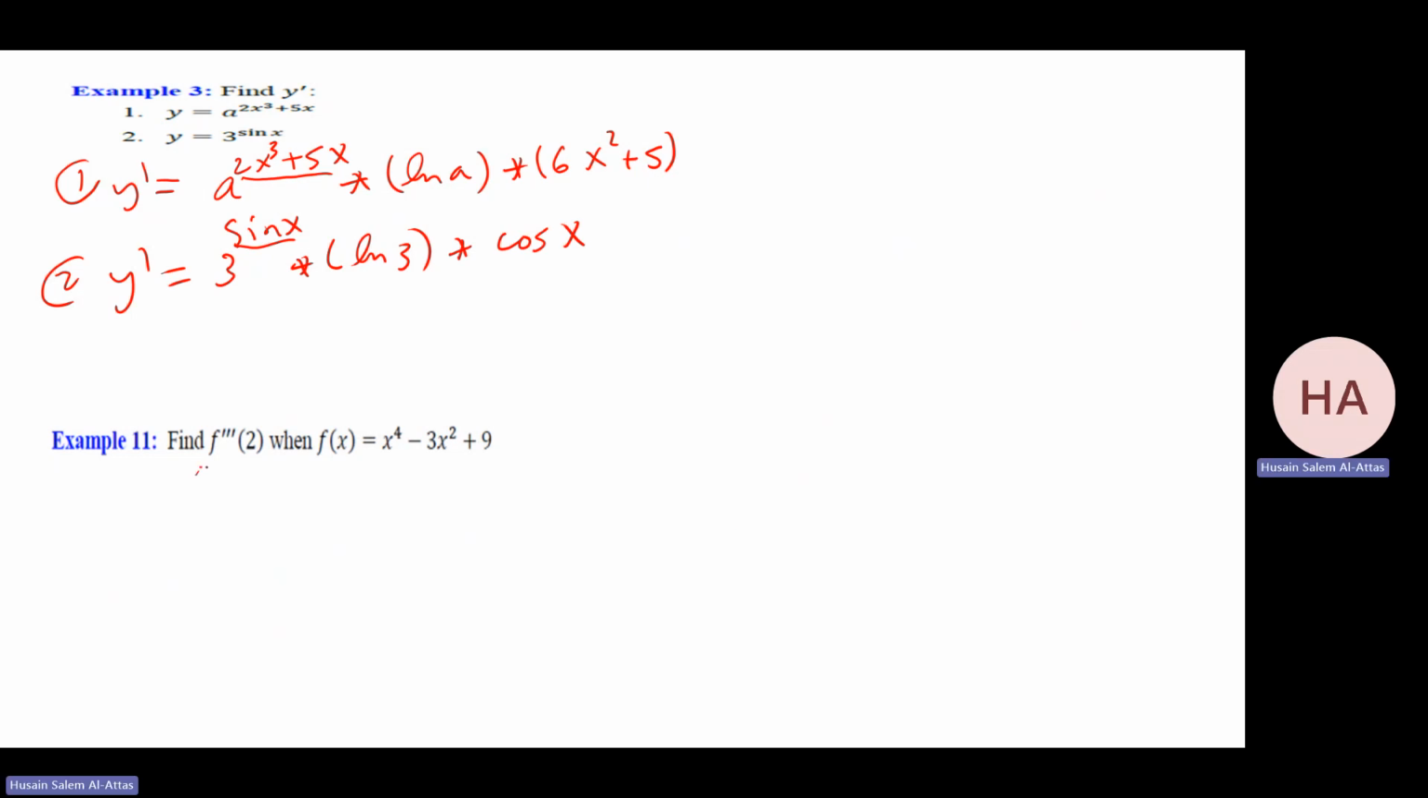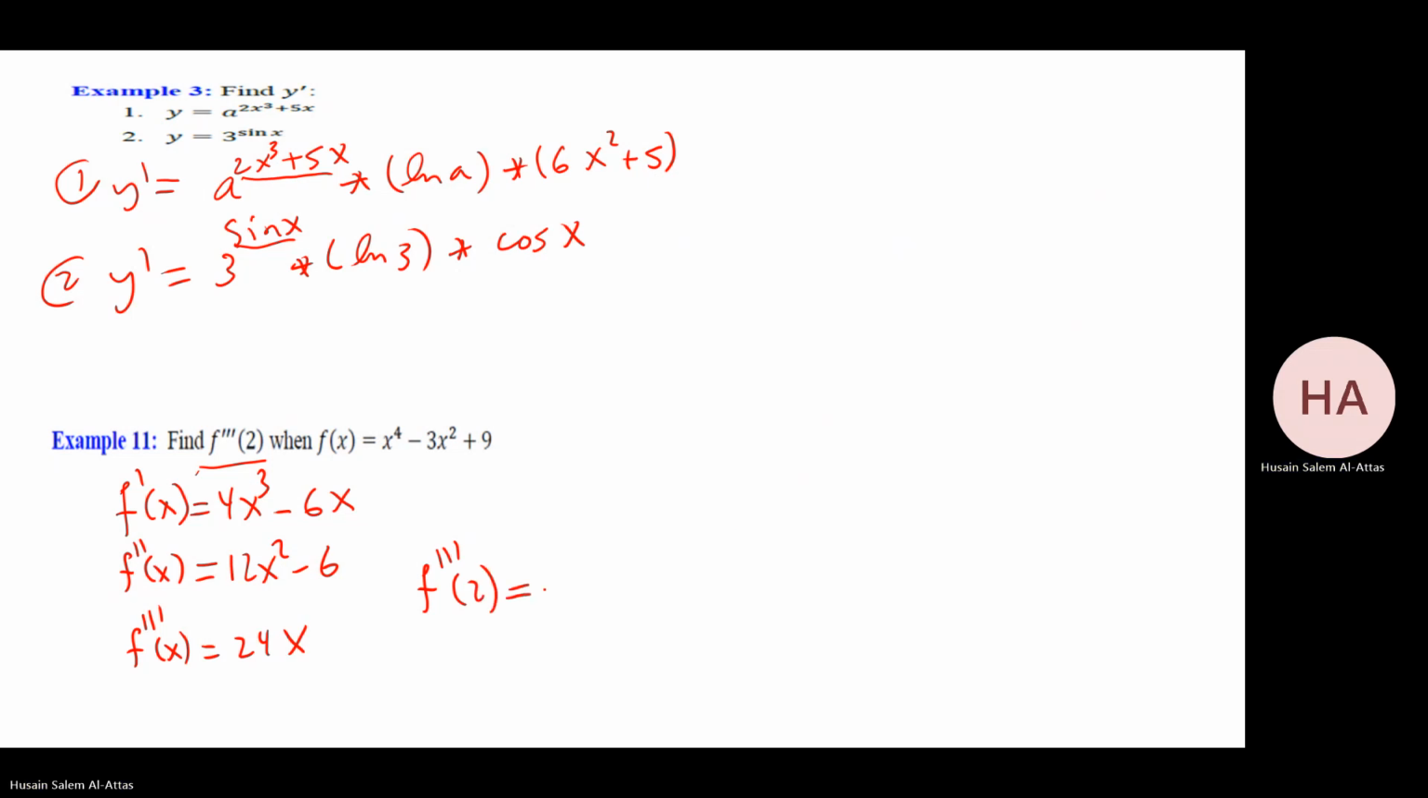This one is just to be sure you understand the higher order derivative. What's the meaning of the third derivative? It means you need to find the first derivative, second derivative, third derivative, step by step. F prime is 4x cubed minus 6x. F double prime, the derivative of the first derivative, is 12x squared minus 6. Third will be 24x. But they want the third derivative at 2, which is 24 at 2, which is 48.